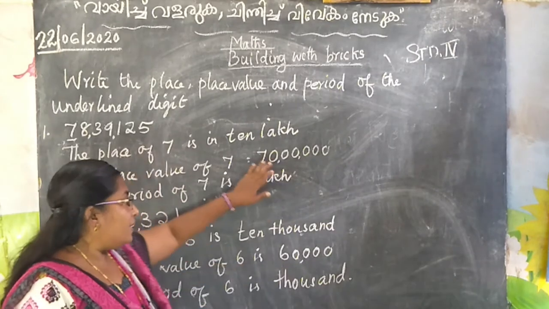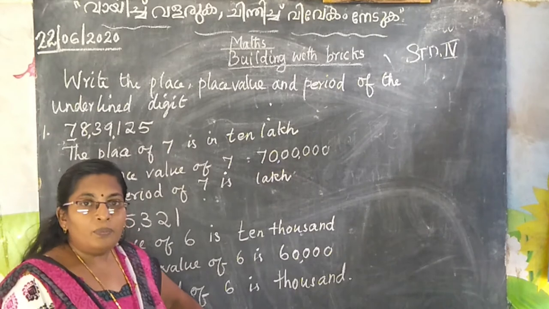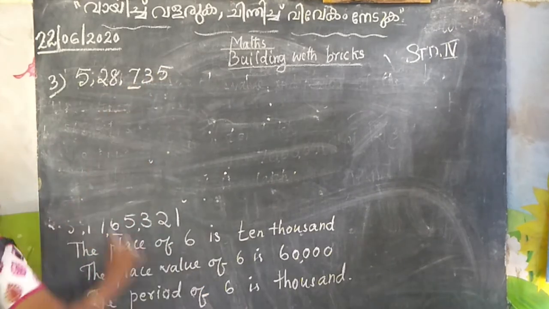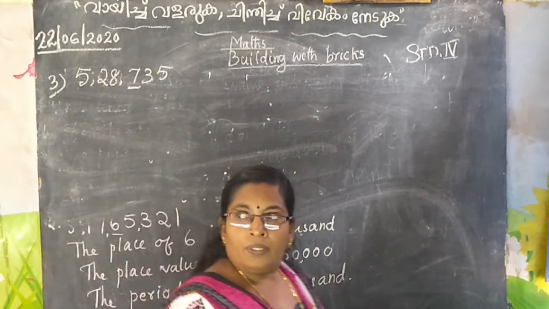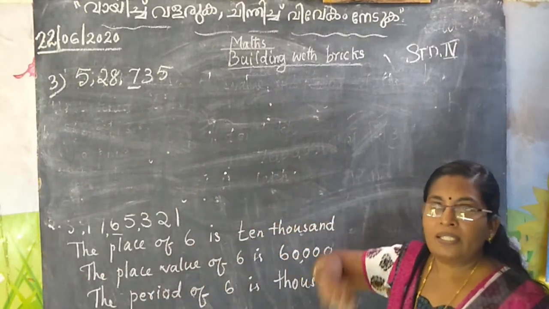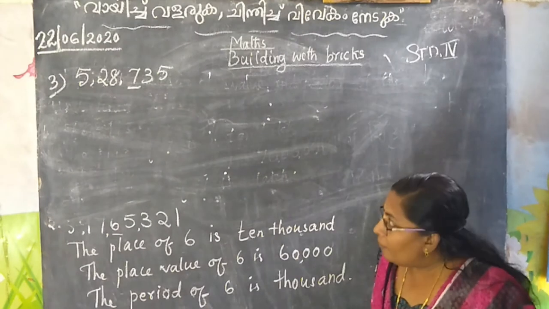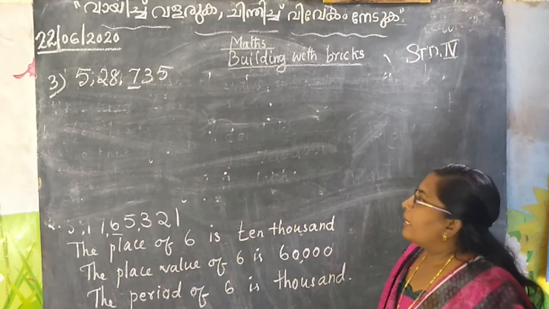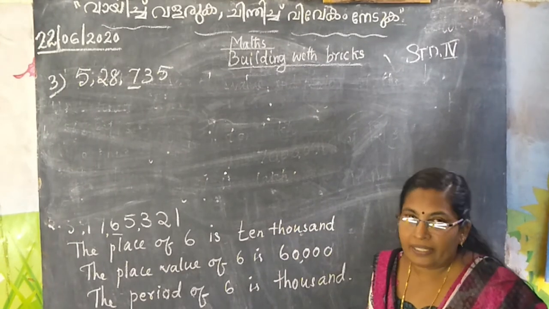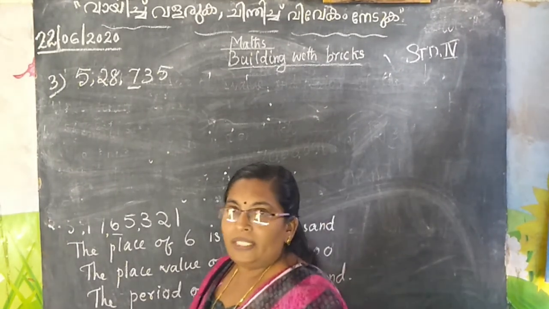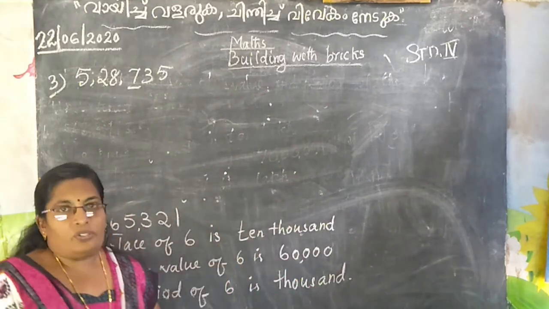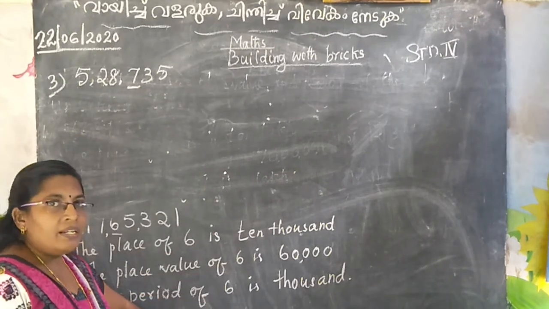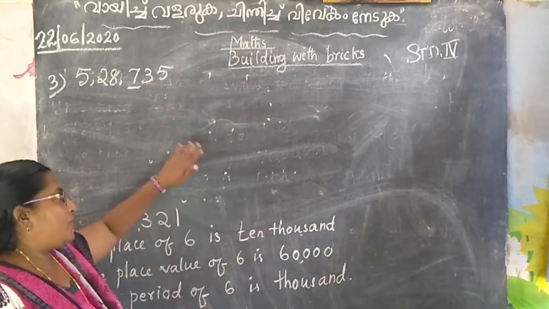Okay, understand this one? Can you do one more problem? How to read this? First, how to read this? 5,28,735. Say it, then write it. See the previous question and answer, then do it.